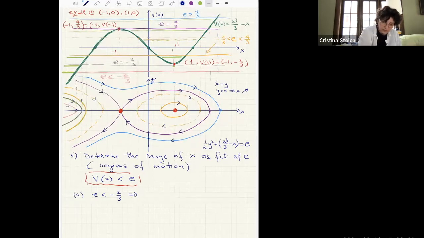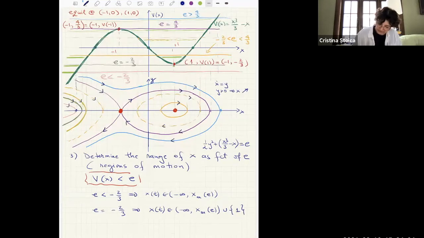Okay, so we're just going to put the bounds. x of t belongs from minus infinity to an x min that depends on E. When E is 2/3 with minus, then x of t belongs from minus infinity to an x min that depends on E, and there is an equilibrium right at +1.